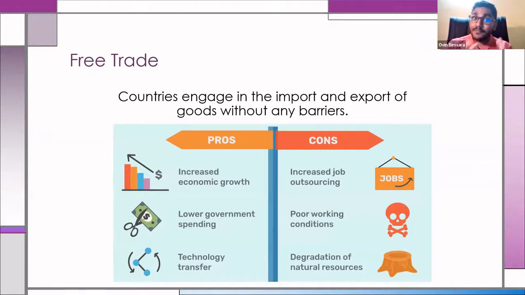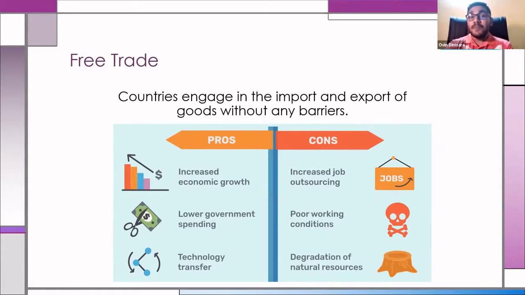As you are already aware, there are tariffs, there are non-tariff barriers. So in terms of free trade, you don't find those barriers. Everything happens freely. And what are the disadvantages and advantages due to free trade? First, we look into the pros or the advantages. Increased economic growth, like how we are experiencing by exporting tea, or by how we were having a strong tourism industry before the COVID-19 pandemic. It would create economic growth for your country.